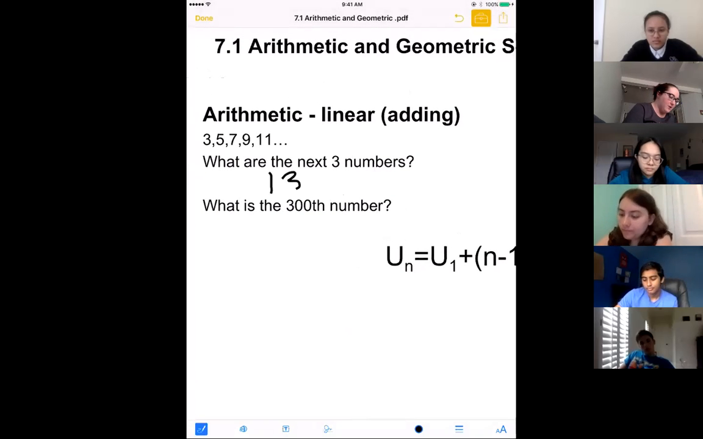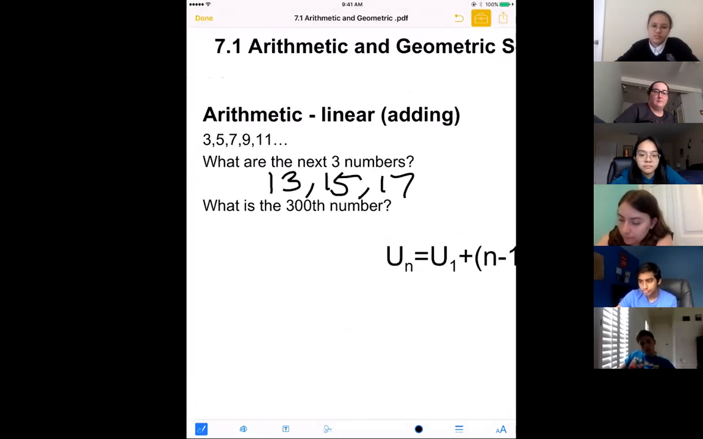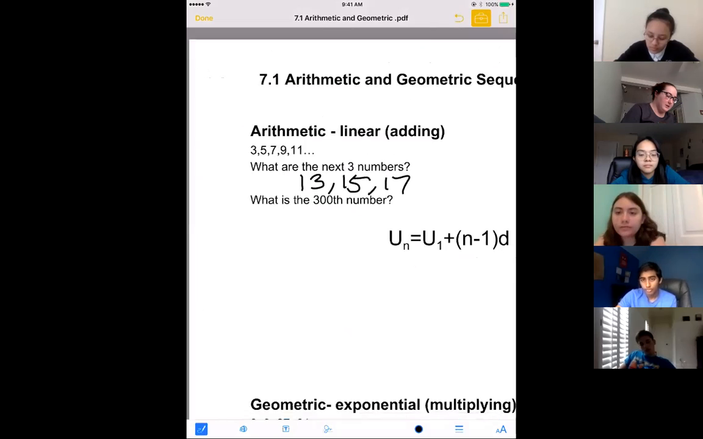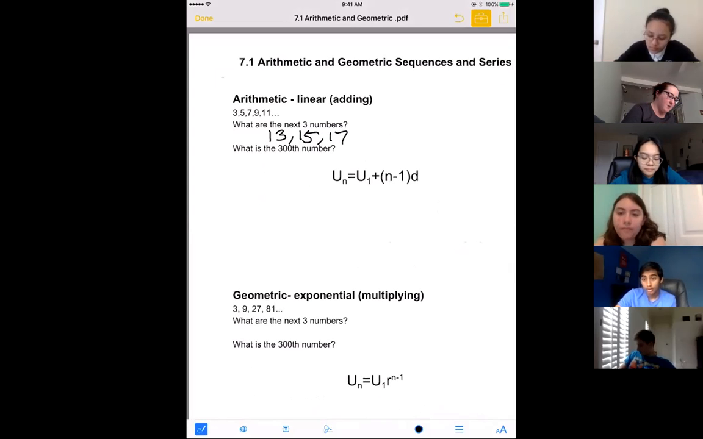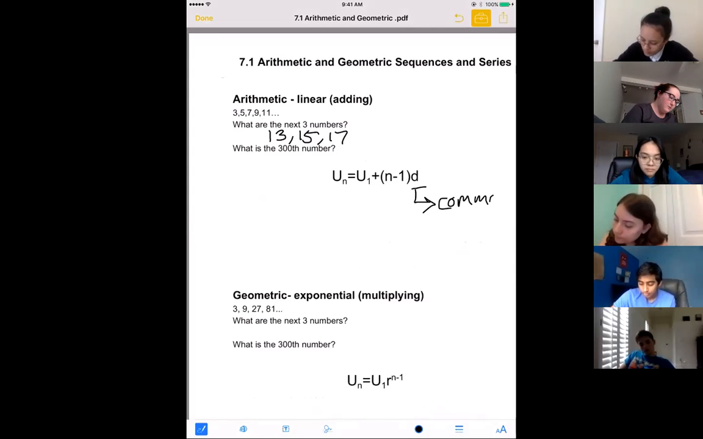How did you know that it was 13, 15, 17? Because they counted up by 2 each time. Okay, so that 2 that he's talking about is called your common difference. And that's right here. This is your common difference, which is what you're adding each time.